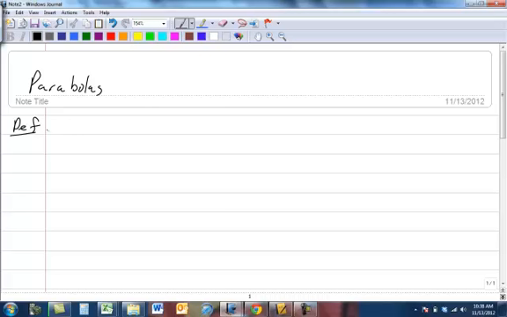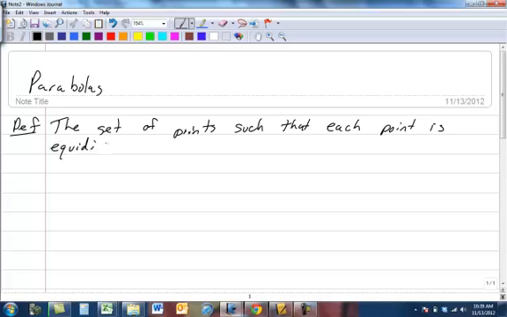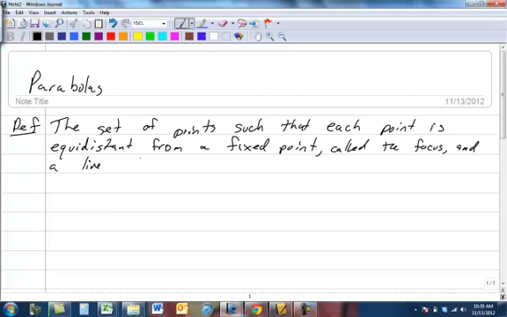Y is equal to x squared. That's a parabola, Smith. Well, here's the thing. The technical definition of a parabola is the set of points such that each point is equidistant from a fixed point called the focus and a line called the directrix.